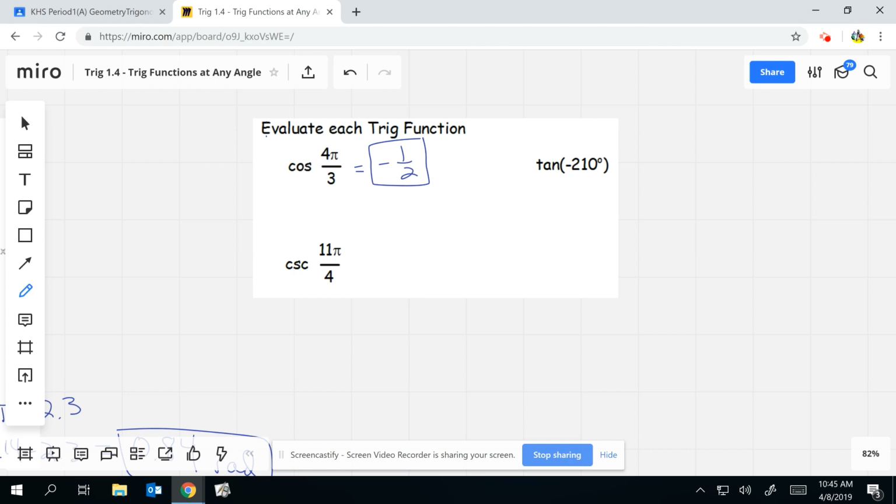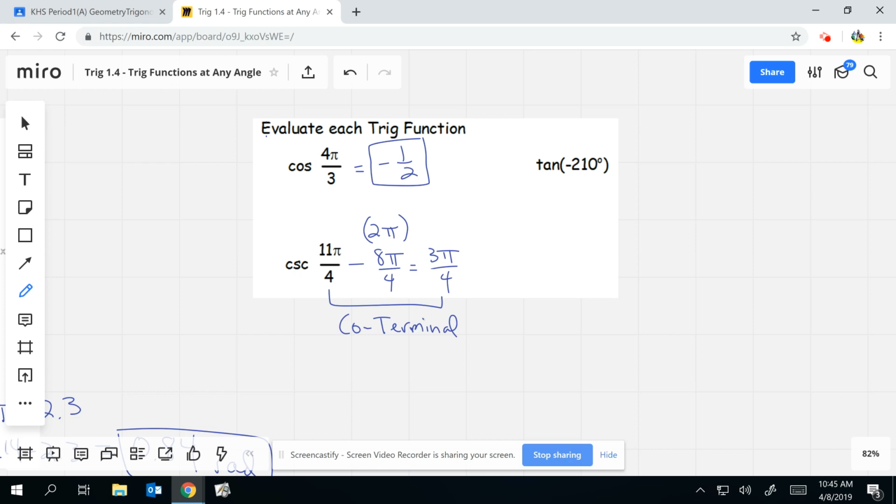Cosecant 11 pi over 4, I would subtract 2 pi from it. I would subtract 2 pi because right now we can't find it on our chart. I would change 2 pi to 8 pi over 4 so it's got a common denominator. So now I want to find 3 pi over 4 because these two are called coterminal. They have the same sine, cosine, and tan. Because they're the exact same angle, they're just a different rotation.